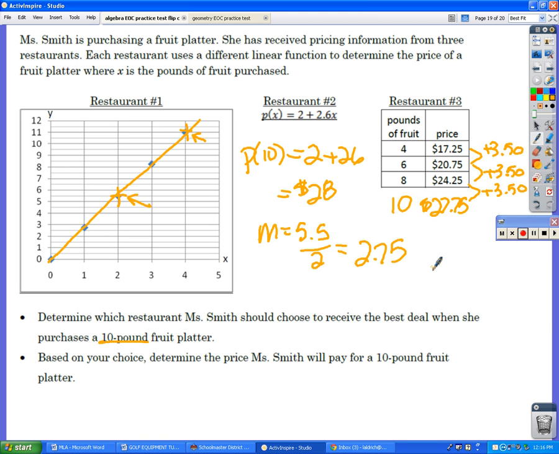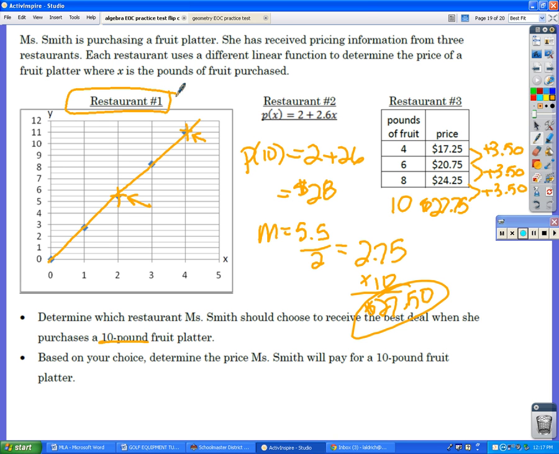Okay? Which means that, how much is it per pound from that restaurant? 2.75. That's the slope, which would be the price per pound. So if I want to get 10 pounds of fruit, multiply that by 10, and that would cost me $27.50. Oh, not even that much less. Okay? Nope, not even that much less.